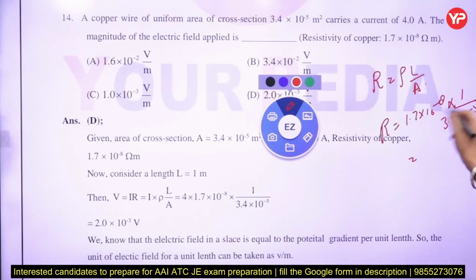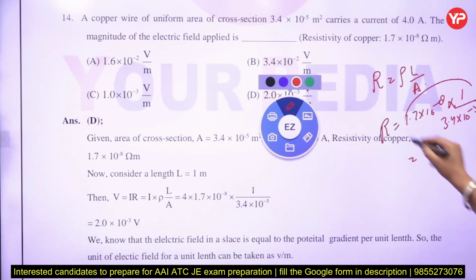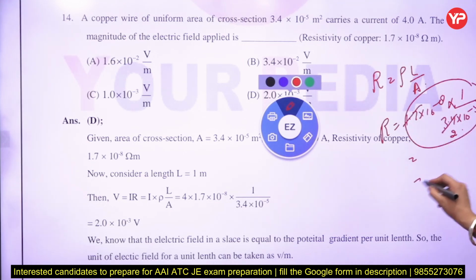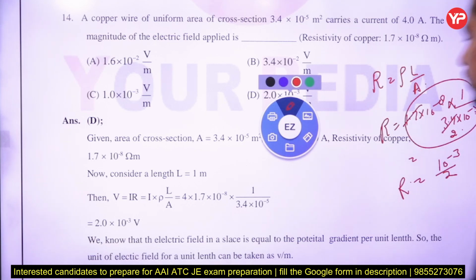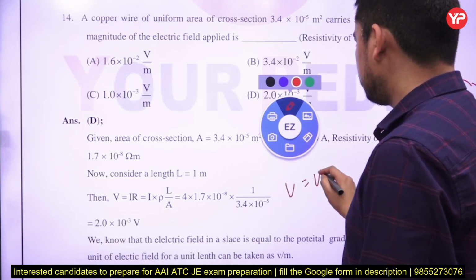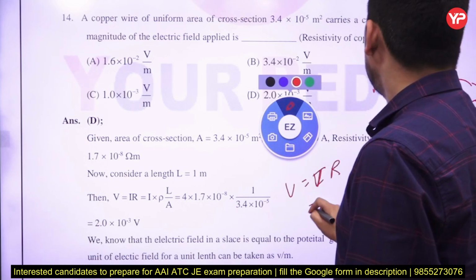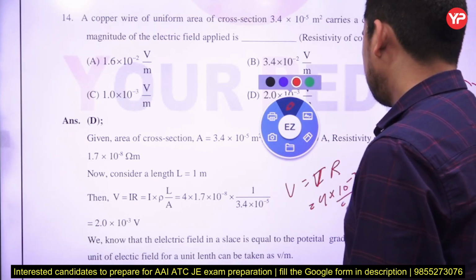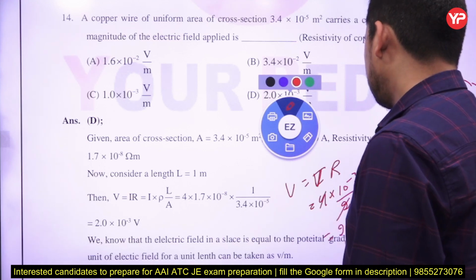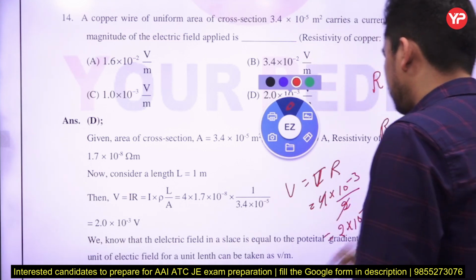So when you use this value, you can calculate the resistance. That will be 1.7 divided by this, that will be 2. So it is going to be 10 raised to power minus 3 divided by 2, that is your resistance. And from this resistance we can calculate the voltage. V is equals to IR. I is 4 times 10 raised to power minus 3 divided by 2, so that becomes 2 into 10 raised to power minus 3, that is the voltage.